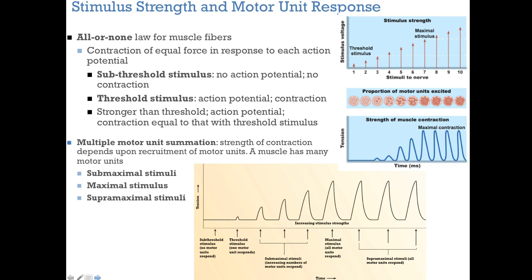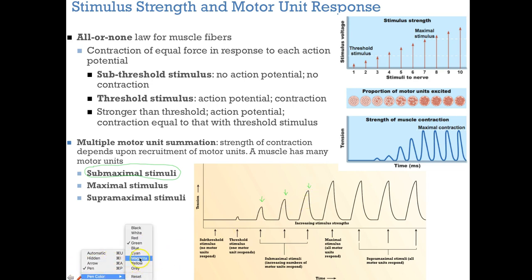Okay, so let's go back here. When we get to our multiple motor unit summation, that's kind of what's going on. We're recruiting more motor units in order to get greater strength, greater tension or force within the muscle. Okay, so let's look at these 3 different types. We have our submaximal stimuli. Basically we are just adding more and more motor units here. So as we recruit more motor units, we get more tension built up within the muscle.